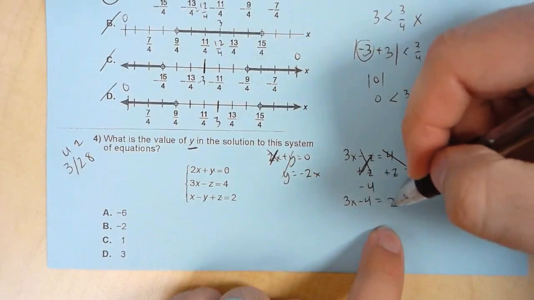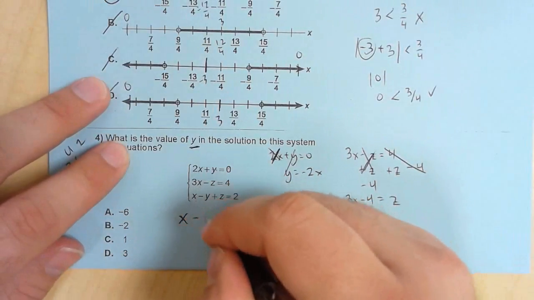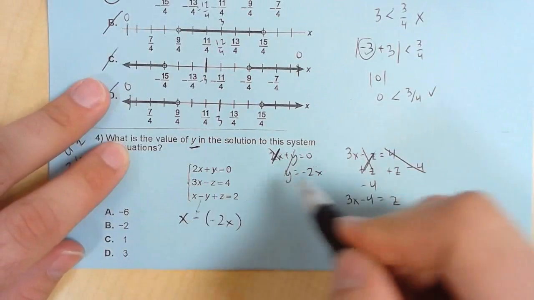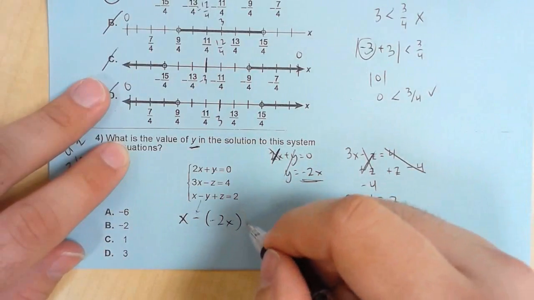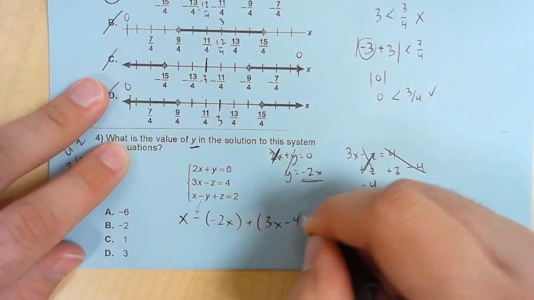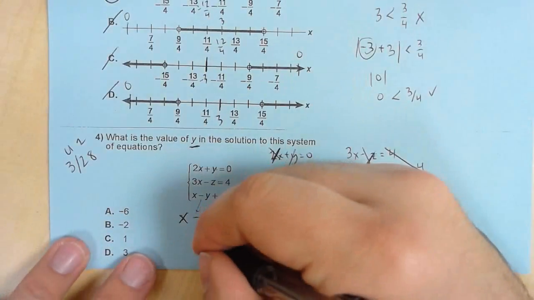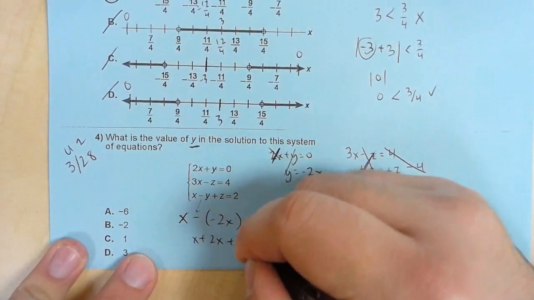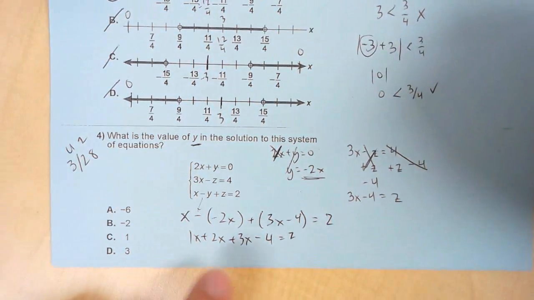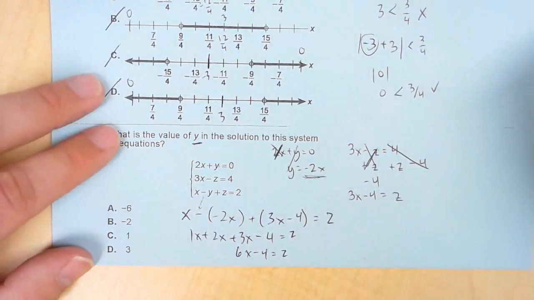So I said I know what z is equal to. I know what y is equal to. I'm going to substitute into the last equation. So x minus, y is equal to -2x, so minus here, and carrying this whole thing in, plus z, which is 3x minus 4, equals 2. And then I just need to simplify this. I'll find out what x is equal to. So x plus 2x plus 3x minus 4 equals 2. So we get 1x, 2x, 3x's is 6x's, minus 4 equals 2.